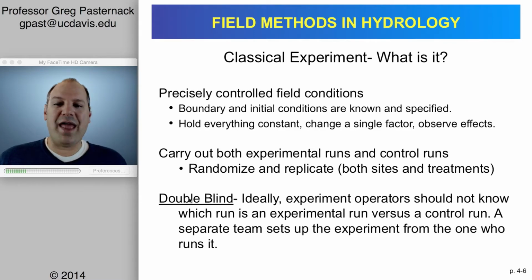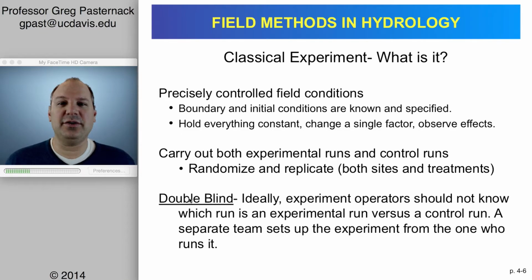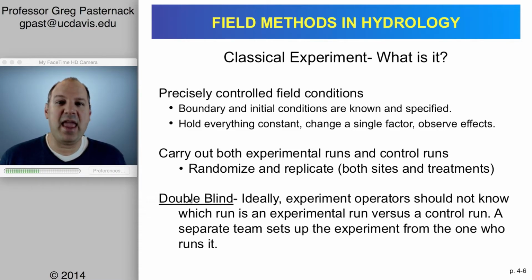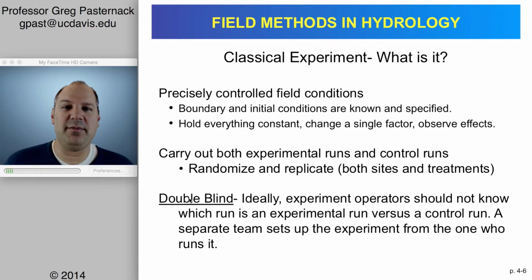Then you're going to hold everything constant in the system, but just change one single factor and observe the effects. After you've done that for a variety of single factors, you might start looking at interesting combinations to see cumulative effects. But usually this is done initially just changing a single factor. When you do this, you need to carry out both control runs in which nothing has been changed and you just see how the system behaves normatively, and experimental runs in which you've applied the change. Another word for the change is a treatment.